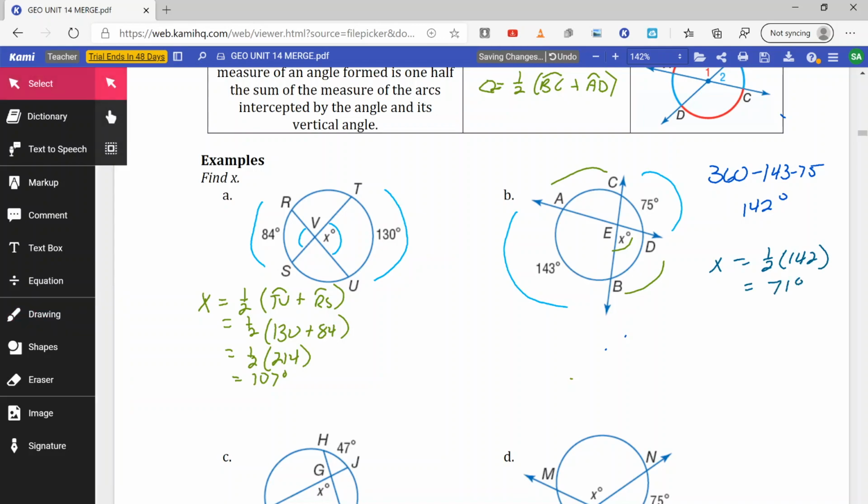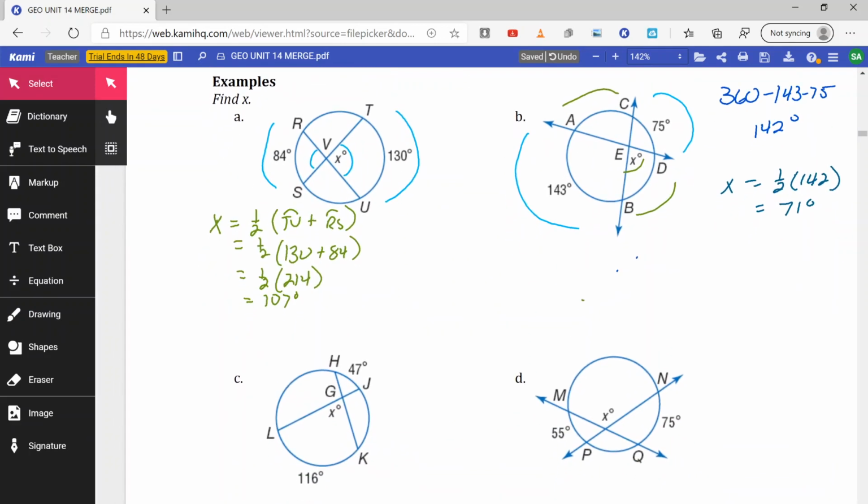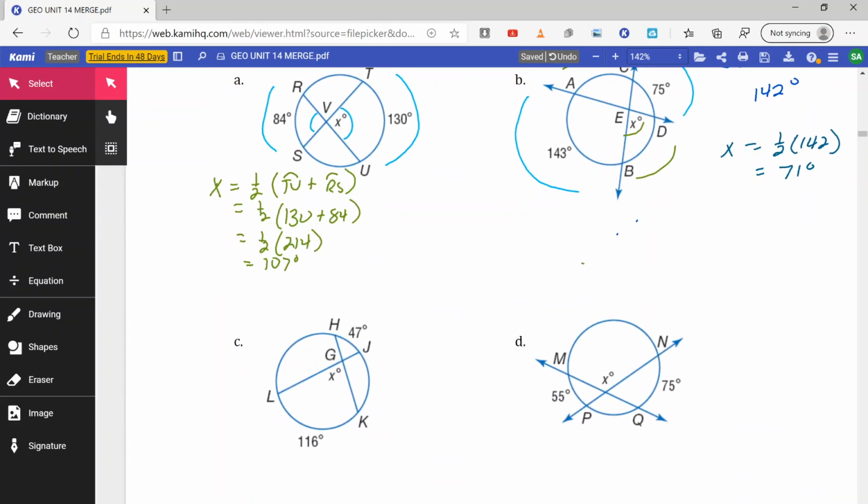So letter C here is the same as A, where we're given the angle measurement and the appropriate arcs that we need. And D is the same thing as B, where we're given an angle measurement of x, and then two arcs that are not necessarily what we need, but we can subtract them from 360, and then cut the answer in half to get the value of x.